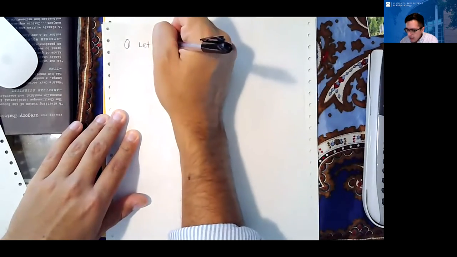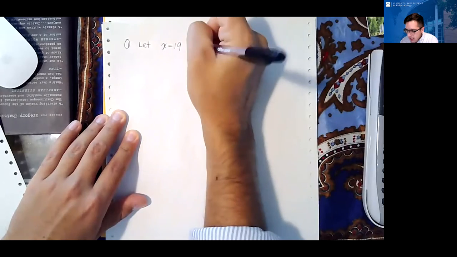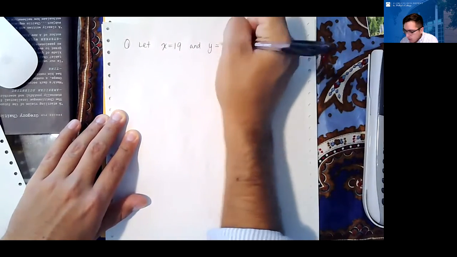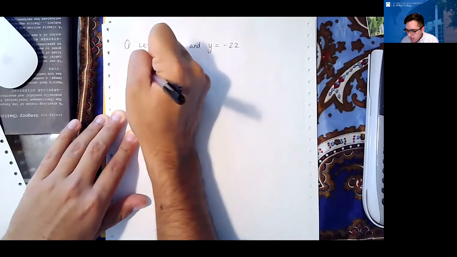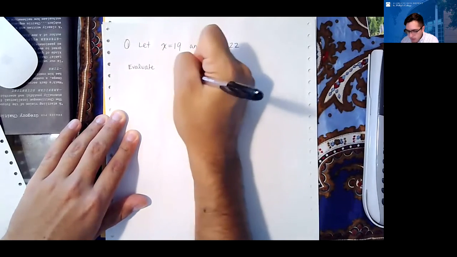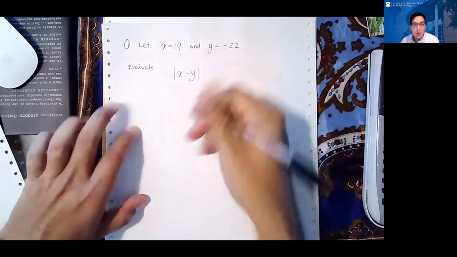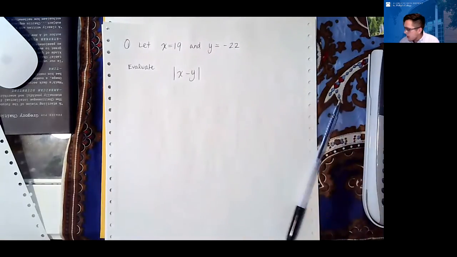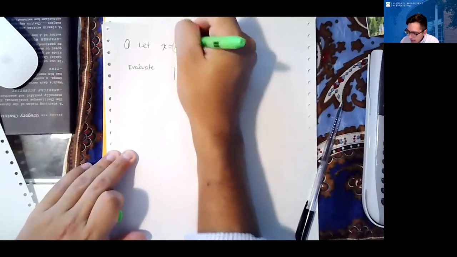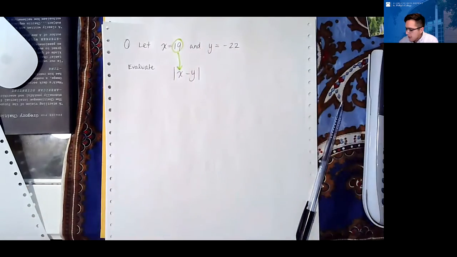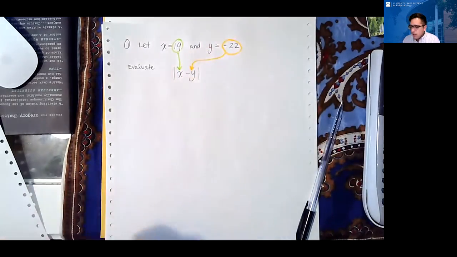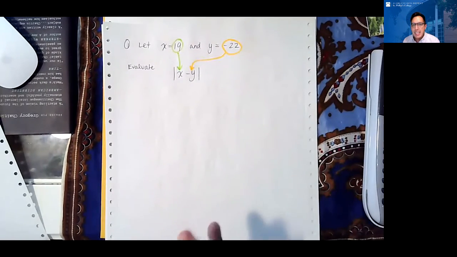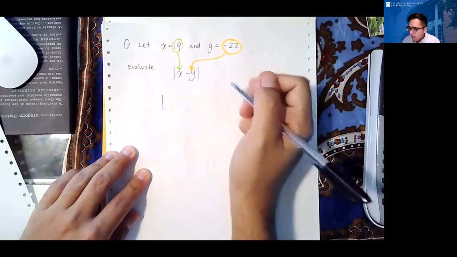We said let x equal to 19 and y equal to negative 22, and we wanted to evaluate the expression absolute value of x minus y. What I would start by doing is taking the 19 here, plugging it in for x, taking the negative 22 here, plugging it in for y. Everything else in the problem, all the other structures or symbols that we see, need to be maintained. So I'm going to keep the absolute value.